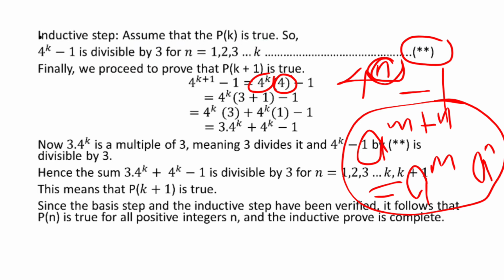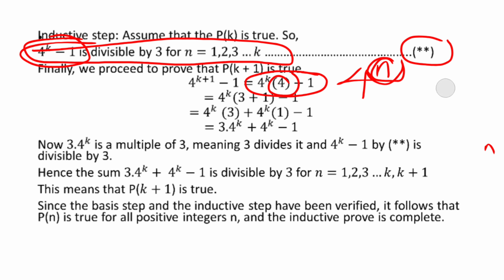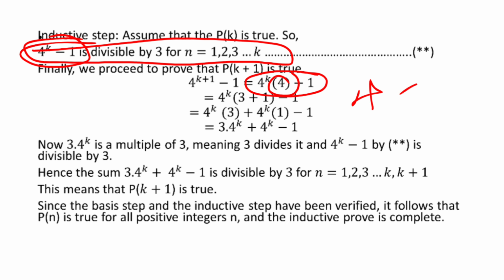Over here, I have assumed that this is true. This will hold for anything whenever I have 4 to the power k minus 1. So the only thing blocking me in this particular one here is the 4. So I need to find a way of expressing 4 in such a way that 3 will be inside it. So I want to write 4, and I want 3 to be inside it.